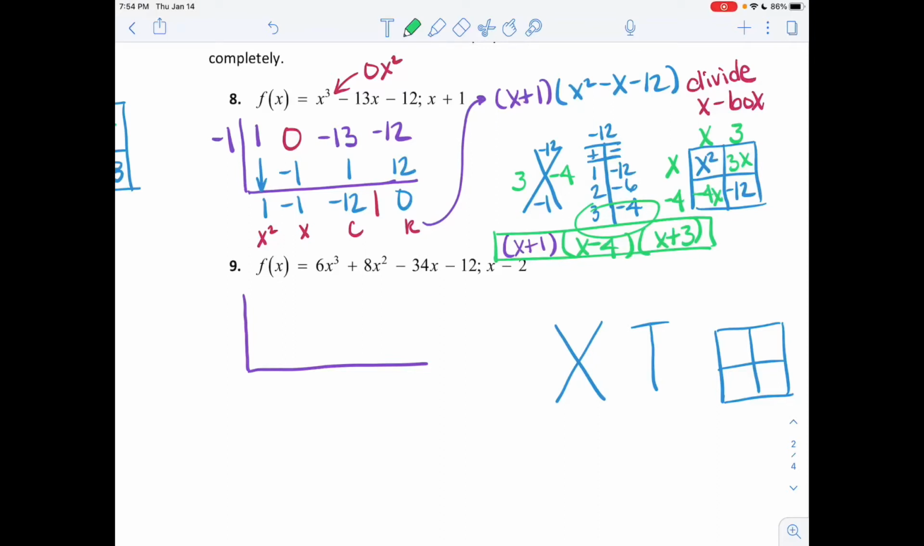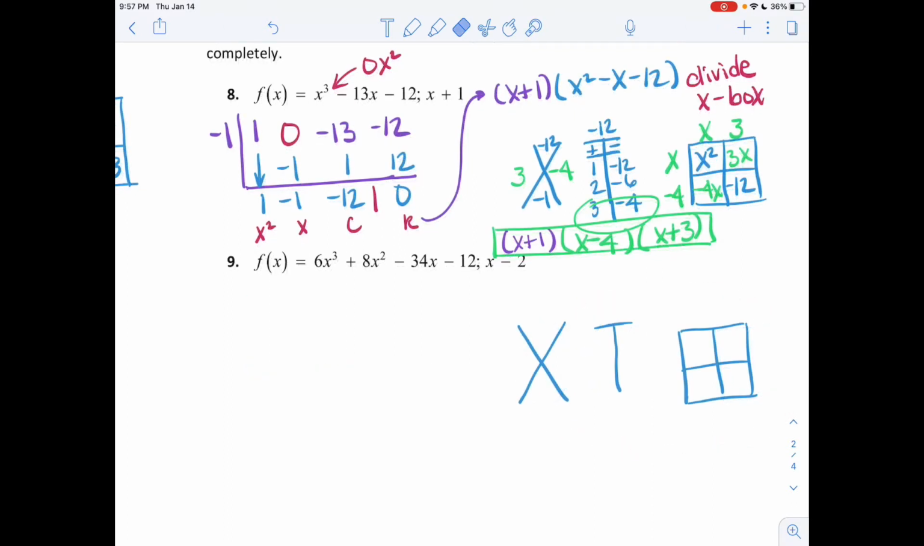We have one last problem left, problem number 9, and I would like to challenge you to try this one on your own. Do all of the same steps that we just did in number 8, including checking to see if you need to insert zeros, setting up and completing your synthetic division, and then use the new polynomial, and big hint here, you're going to use Xbox method after that.